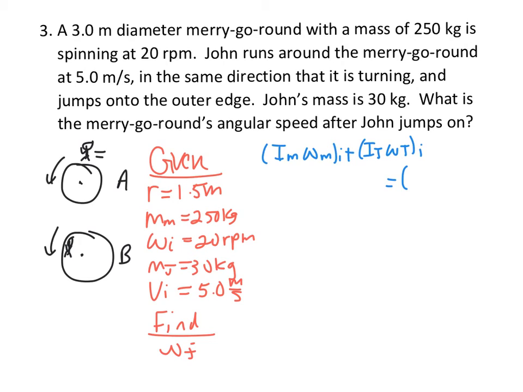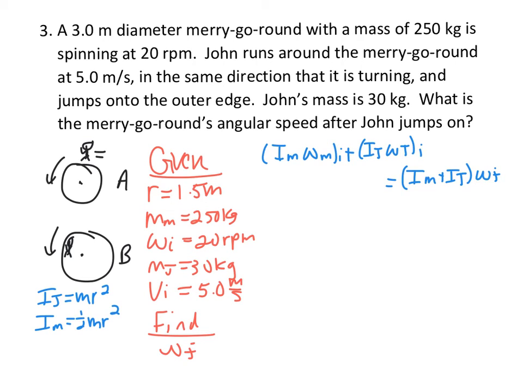Once John jumps on the merry-go-round, they are going to have the same angular speed. So it's kind of like an inelastic collision. So this would just be moment of inertia for both of them added together times the final angular speed. Okay, merry-go-round is a disk. John's a point mass. So I for John equals mr squared. I for the merry-go-round equals 1/2 mr squared.